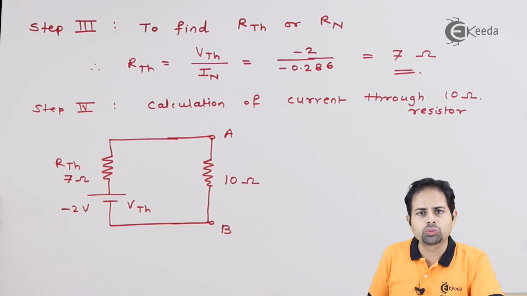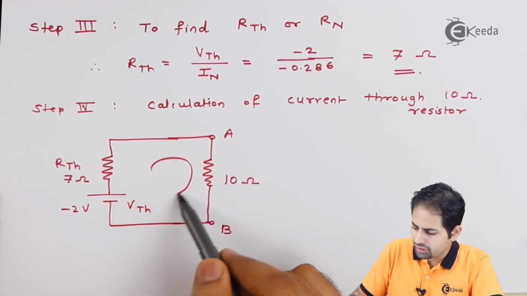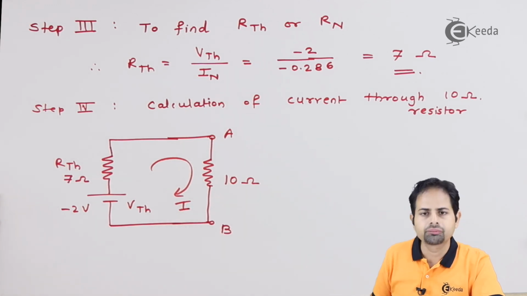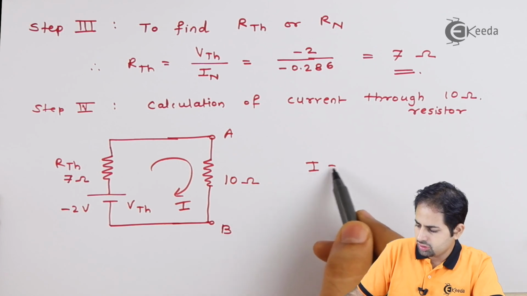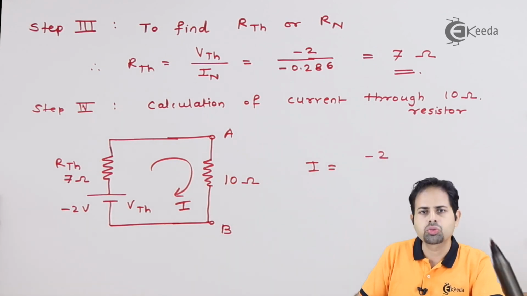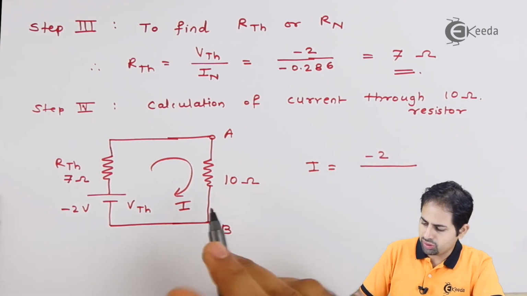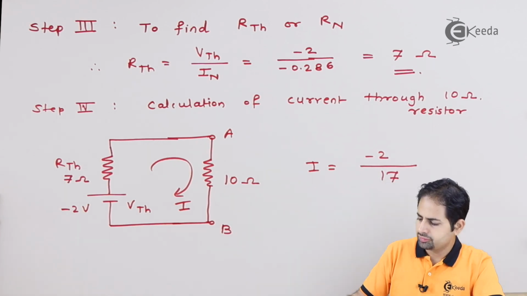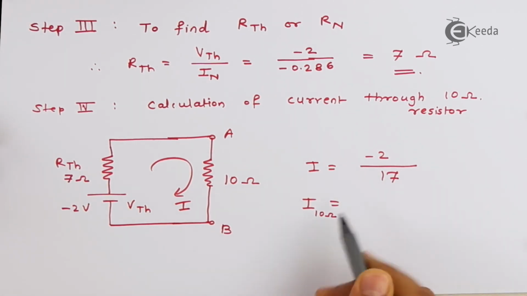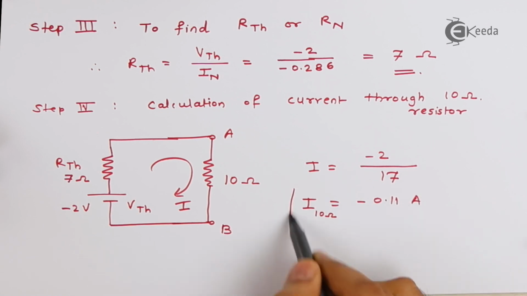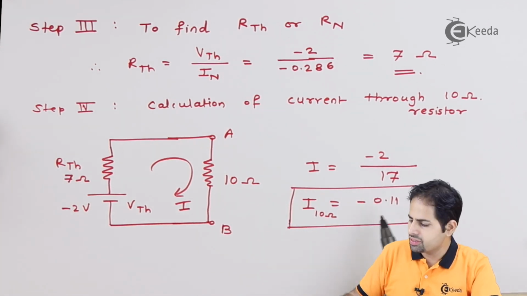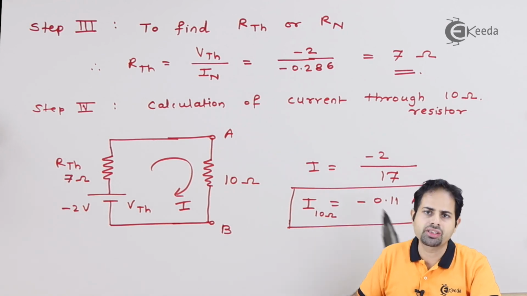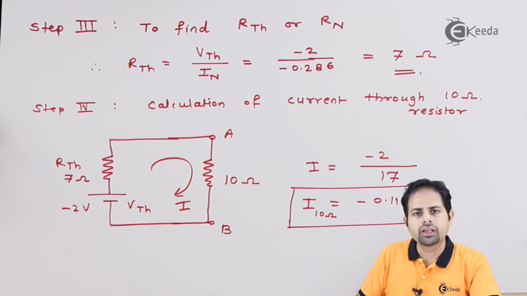So let us now assume that current through this circuit is I, and that current will be voltage upon total resistance. So voltage is minus 2 divided by total resistance is 17. So this is the current which is required. It is with minus sign. That means the actual current is opposite of this. So we are done with the current through resistor.